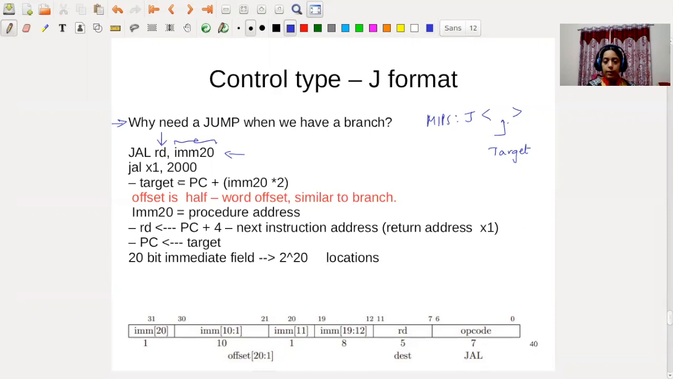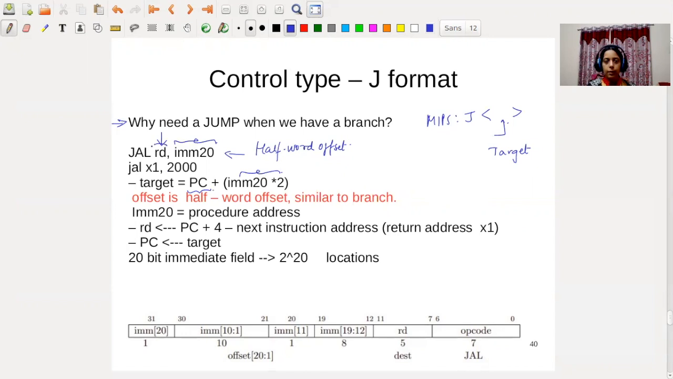Now what does this instruction do? This is going to jump to a certain location specified by the immediate. Again, this is a half word offset, so it is not an absolute target. This is a half word offset, and you're going to add that to the PC as usual. And then you're going to multiply that immediate with 2 because this is a half word offset. And that is the target jump address.